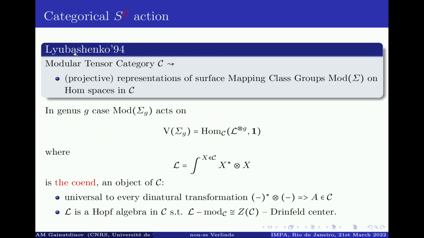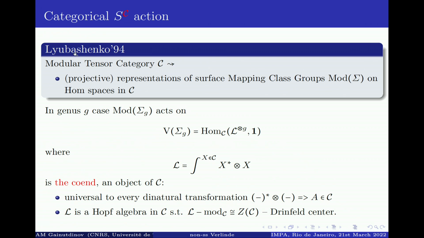For every modular tensor category, Lyubashenko explains how to construct representations of surface mapping class groups, and they are represented on Hom spaces in your category C. Let me give an example of a surface of genus g without punctures, just an undecorated surface of genus g, and the mapping class group of this surface acts on this Hom space.